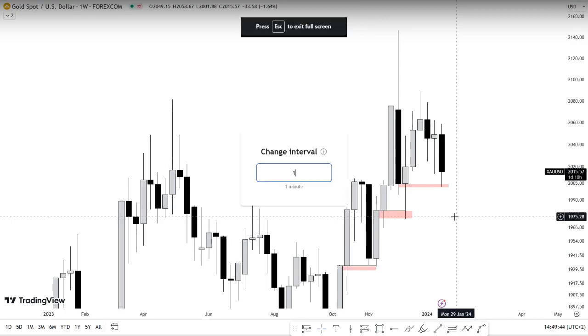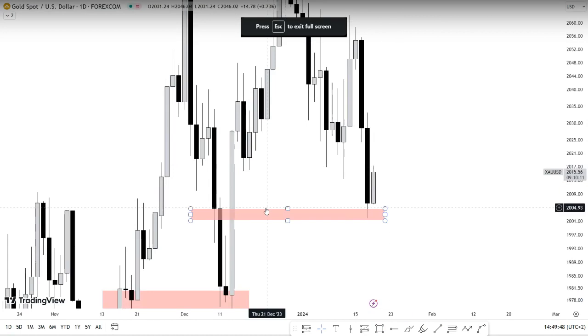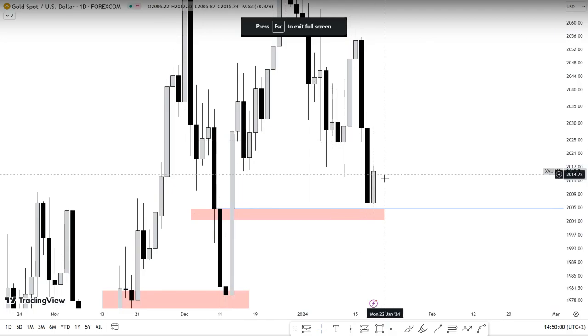So on the daily, we now have this area right here. Why am I marking out this area? Because this is a sell, right? Obviously, this area is an area of resistance, but we broke above this area of resistance. We came back towards it, and we even came back towards the weekly support, right?